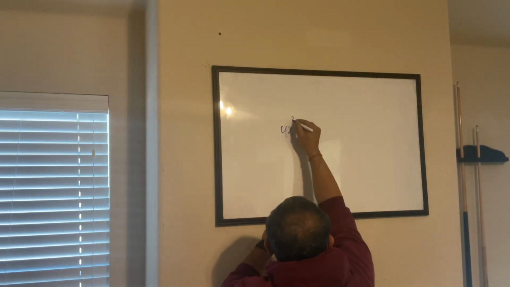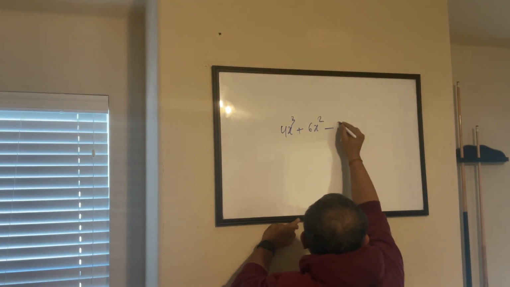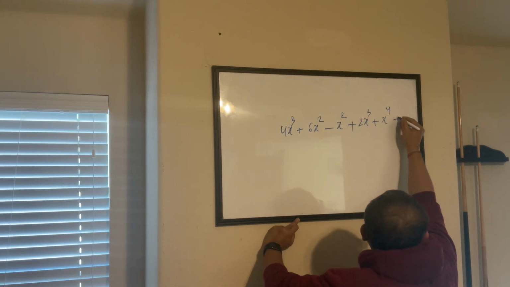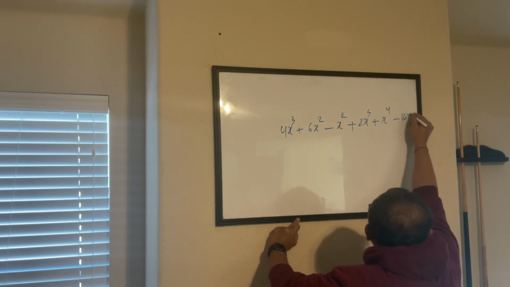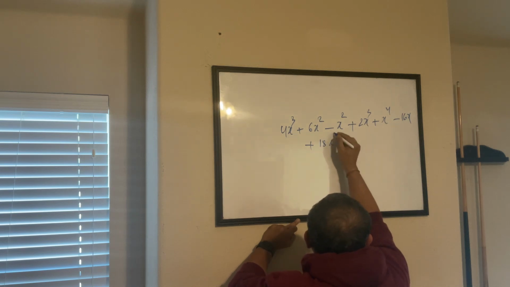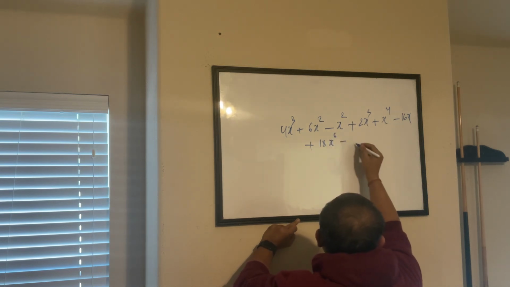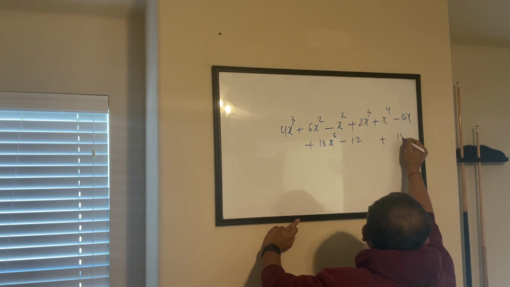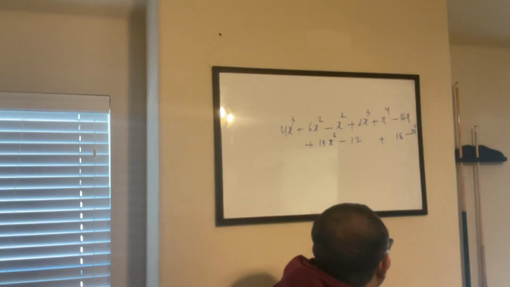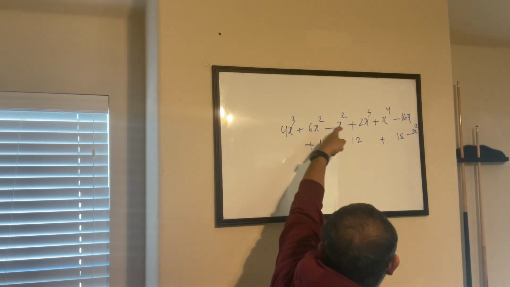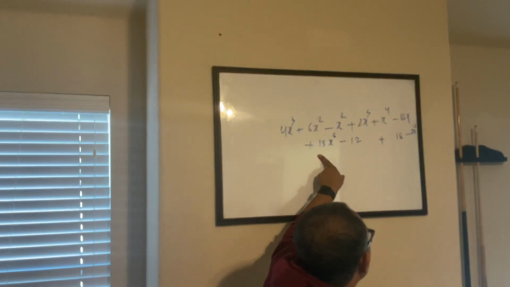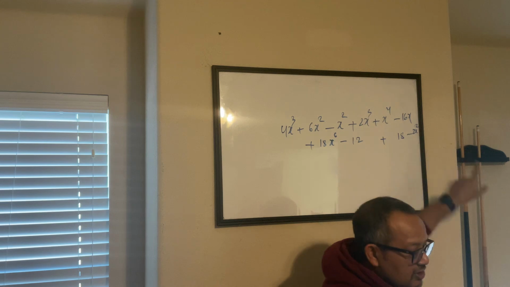Let's say 4x cubed plus 6x squared minus x squared plus 2x cubed plus x to the power 4 minus 16x plus 18x to the power 6 minus 12 plus 18 minus 2x squared. If you have an expression like this, 4x cubed plus 6x squared minus x squared plus 2x cubed plus x to the power 4 minus 16x plus 18x to the power 6 minus 12 plus 18 plus 2x squared.